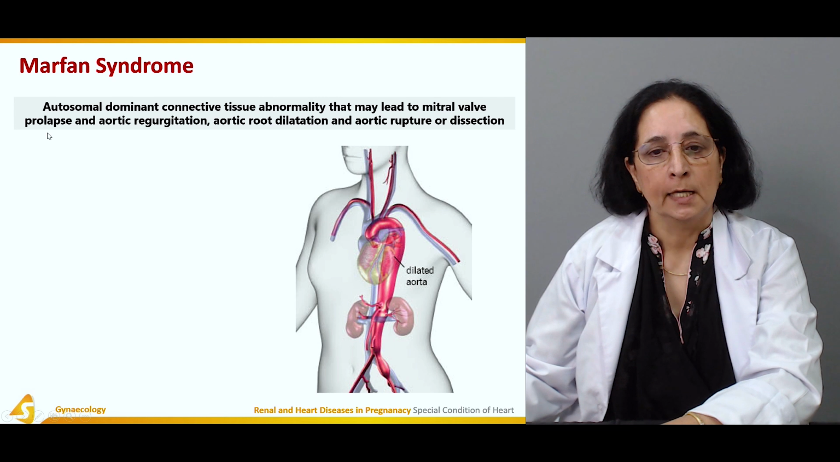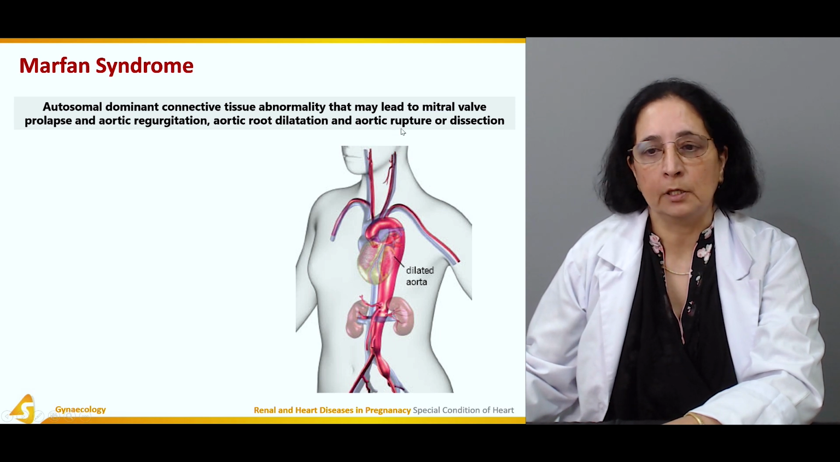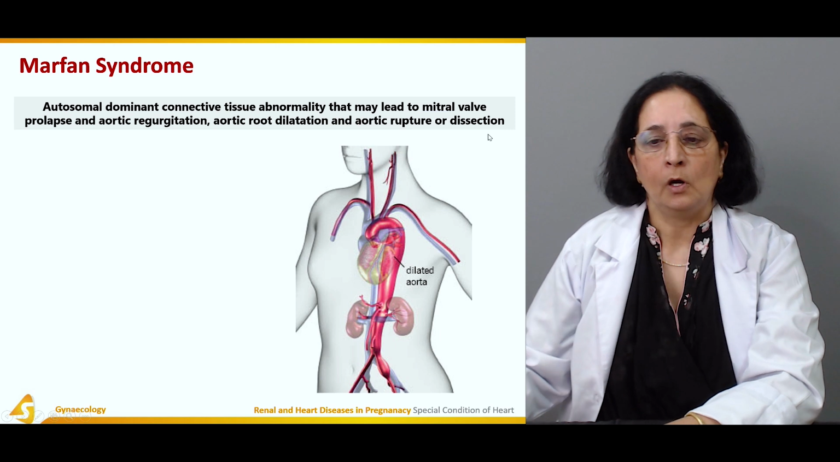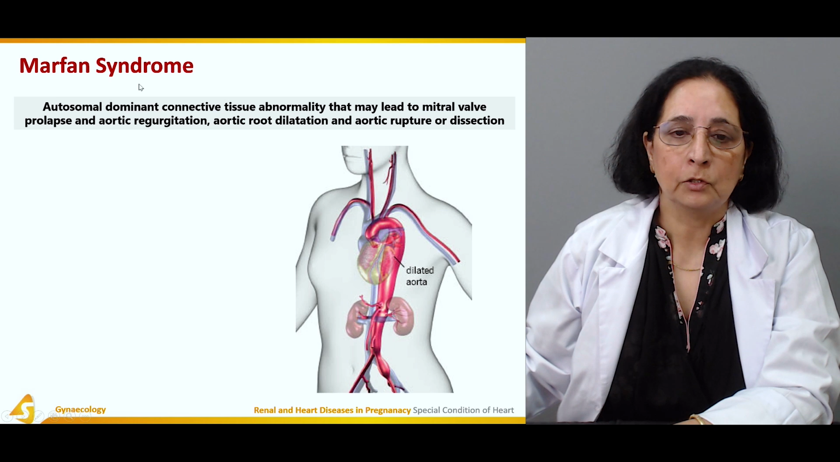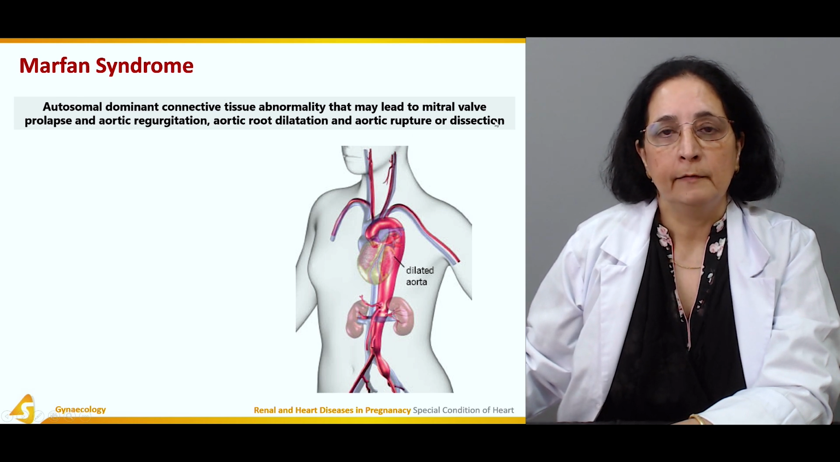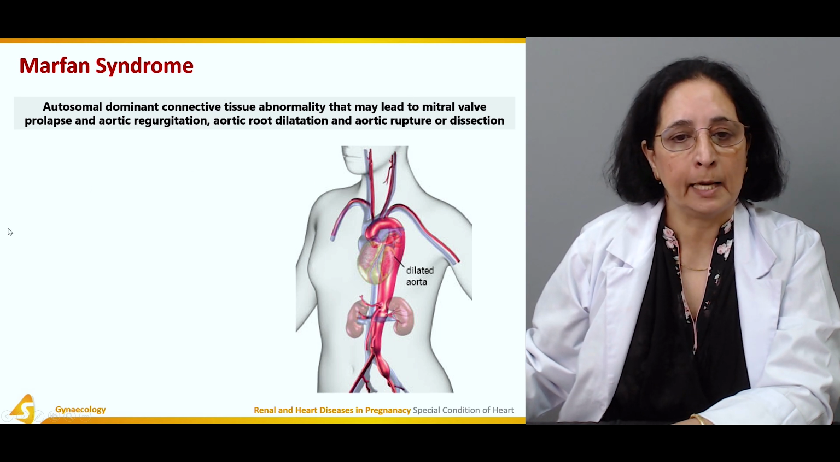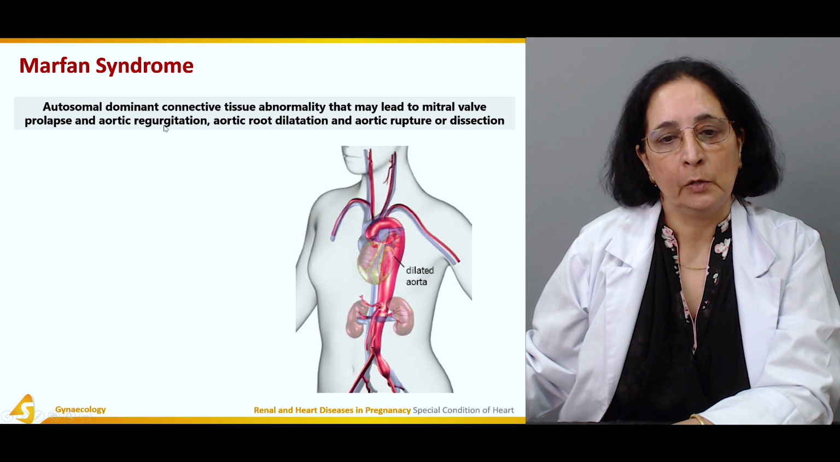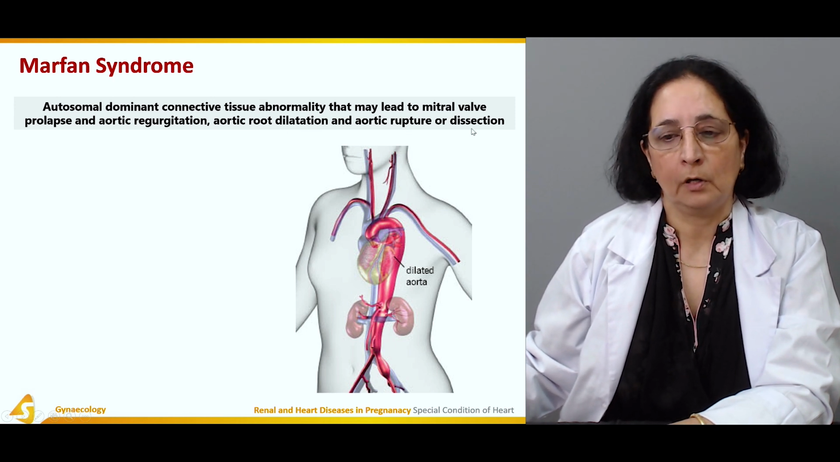Marfan syndrome is another condition, which is an autosomal dominant connective tissue abnormality that may lead to mitral valve prolapse and aortic regurgitation, aortic root dilation, and aortic rupture or dissection. So all these complications can occur in Marfan syndrome, which affects the connective tissue.